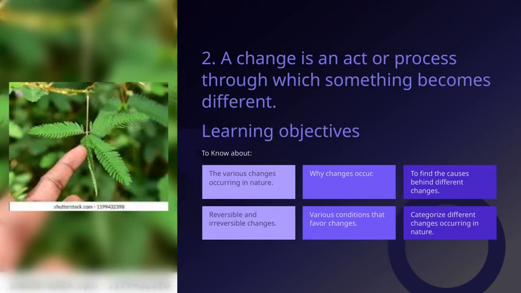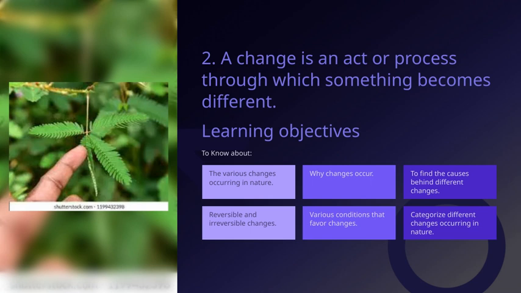A change is an act or process through which something becomes different. Today, we'll explore what this really means in the context of nature. Our learning objectives include understanding the various changes that happen around us, both in nature and in everyday life. We'll look at reversible and irreversible changes, what makes some changes temporary and others permanent. It's also important to understand why changes occur in the first place, what causes them.